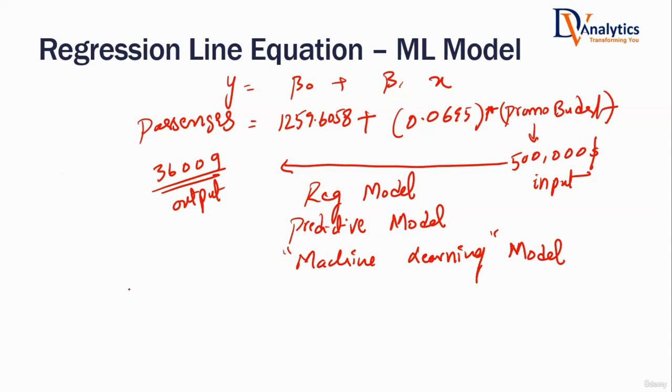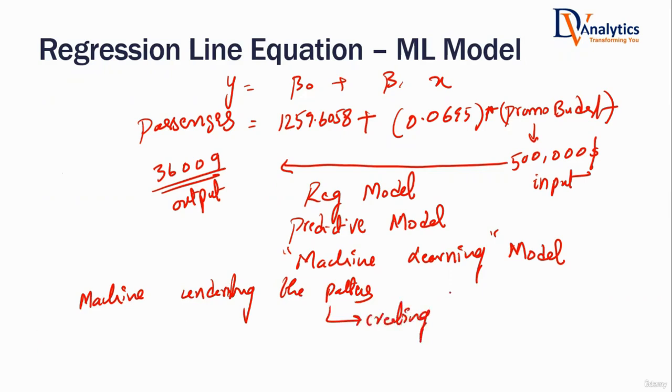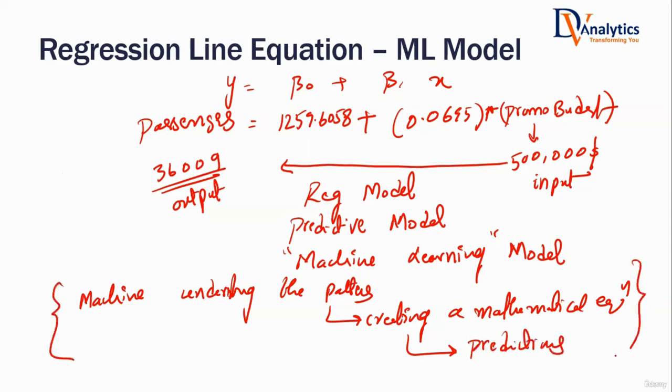What is a machine learning model, or what is machine learning? The machine is understanding the patterns in the data, creating a mathematical equation out of those patterns, so that we can use that equation for making predictions. This process is known as a machine learning model. That is the main crux of machine learning.